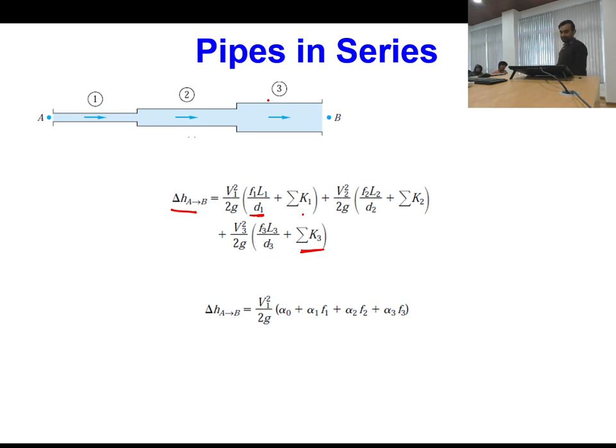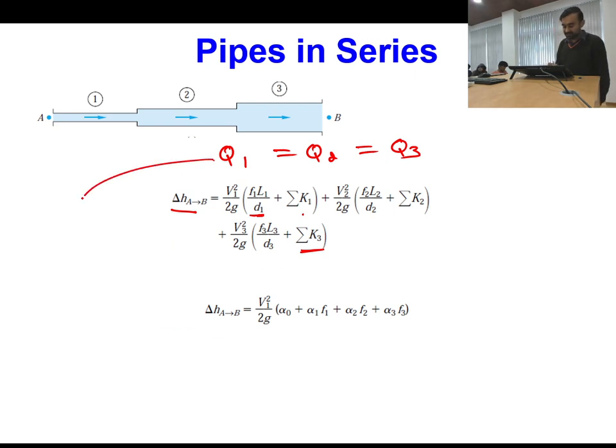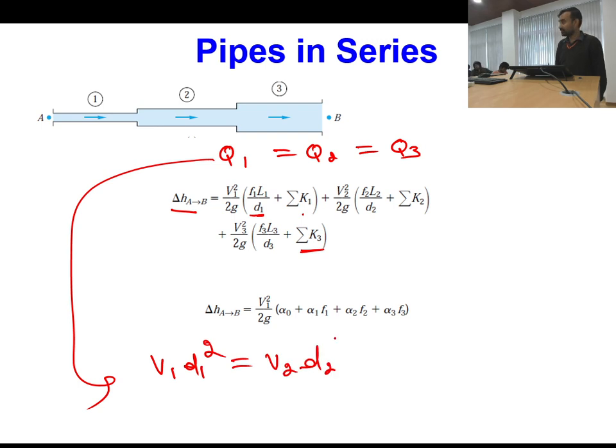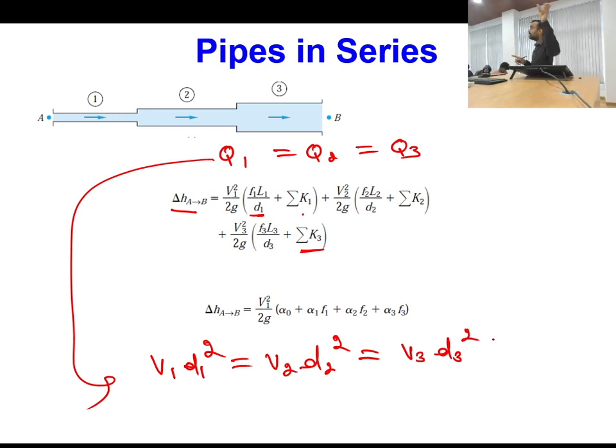One simple thing: if you further simplify these coefficients, combining the summations K1, K2, K3 and representing all velocities only in terms of V1, because in this scenario the flow rate through pipe 1 will be equal to the flow rate through pipe 2 and through pipe 3. So V1 into D1 square will be equal to V2 into D2 square and V3 into D3 square, cancelling out pi by 4. So all the velocities can be expressed in terms of V1.